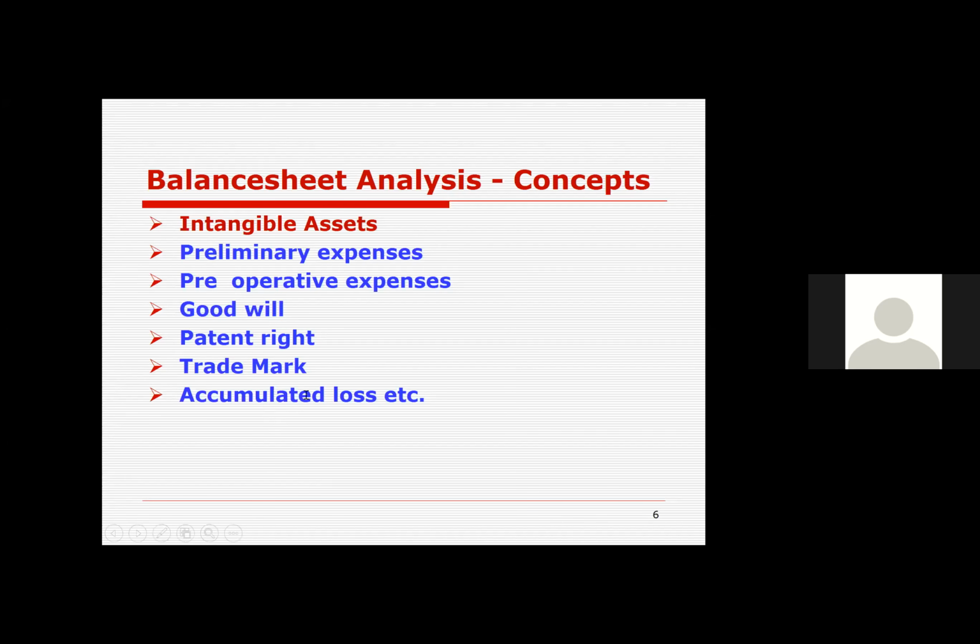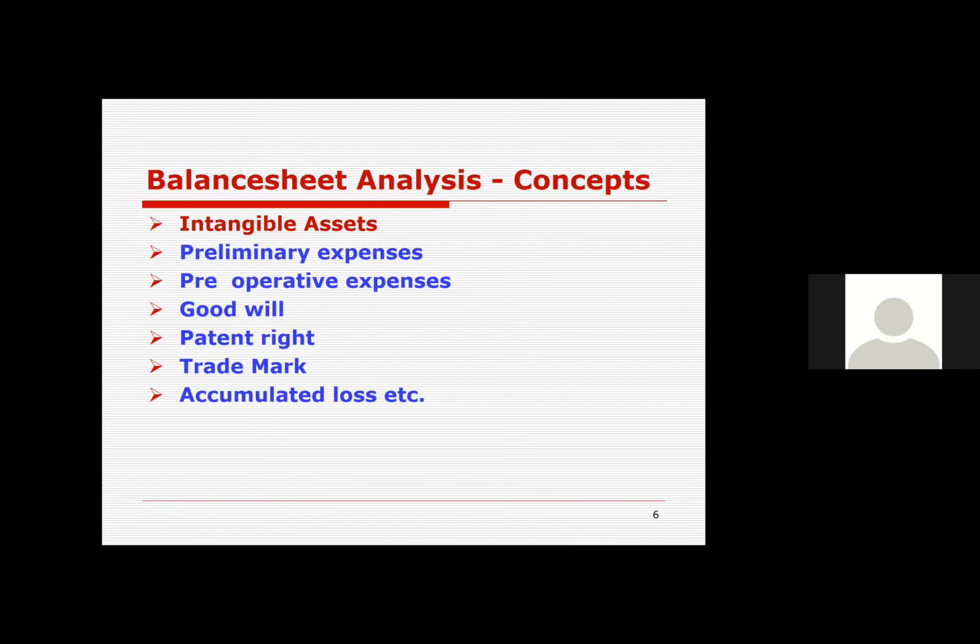Accumulated loss. Whenever the firm is getting a profit at the end of the year, it will be shown in the balance sheet as reserves and surplus on the liability side. Suppose the firm is incurring a loss, they will not bring it down from the capital of the promoters. Instead of that, they will show it on the asset side as accumulated loss, because based on the accumulated loss, they can claim some tax exemption from the government.